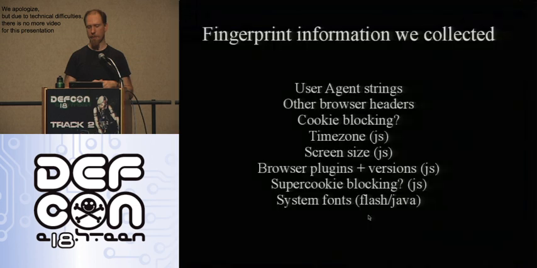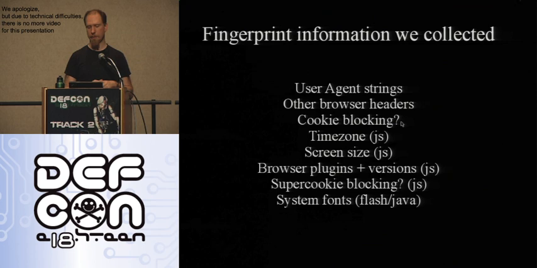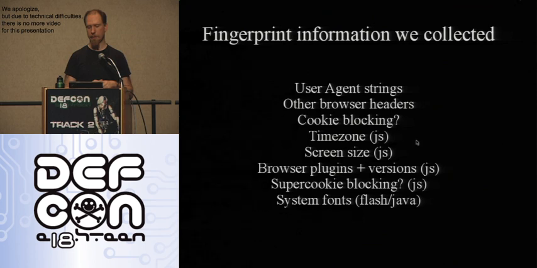So these are the 8 measurements we had. These top 3 are things that you always send to a web server when you ask for a page. The next 4 come from JavaScript. So there's a little bit of JavaScript that runs in the page, and if your browser supports JavaScript and it doesn't have it disabled, the JavaScript will collect this information and send it back to us with an HTTP post command. And lastly, if you have Flash or Java installed, we'll go into Flash or Java or both and ask those plugins for your list of system fonts.